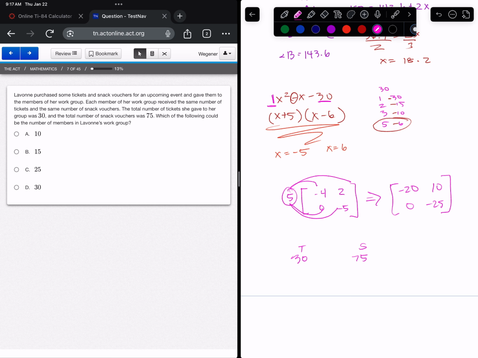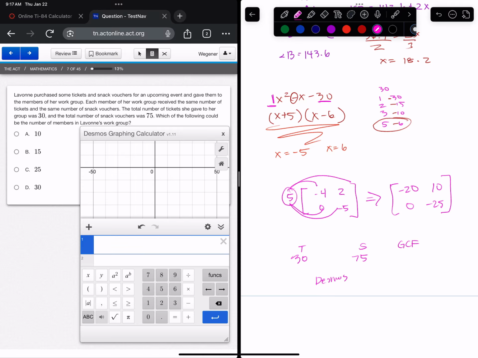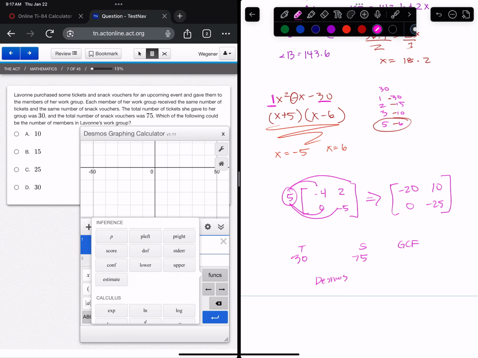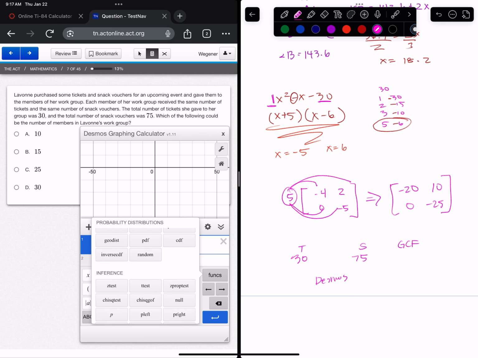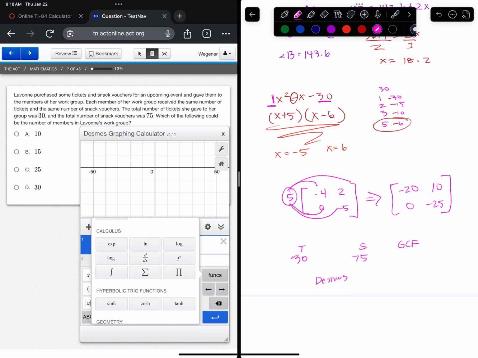All right, so this one, there's a lot of reading happening, right? So basically, you need to understand, you're trying to find the greatest common factor. I could do it by hand, but you guys have access to Desmos. On Desmos, the greatest common factor is a function. There's a bunch of different functions you should be aware of. Just note that right here, there are calculus functions. There is no calculus on the ACT, so you don't have to worry about these.